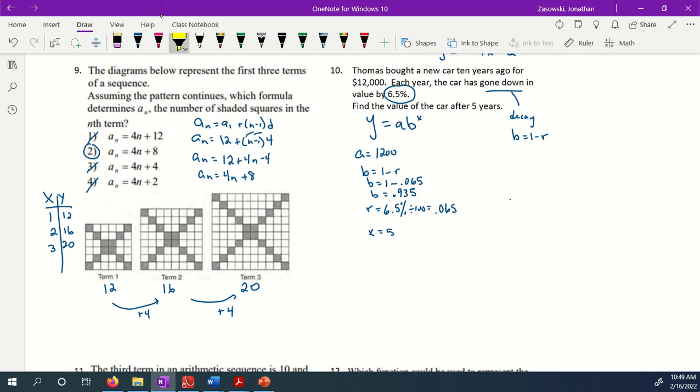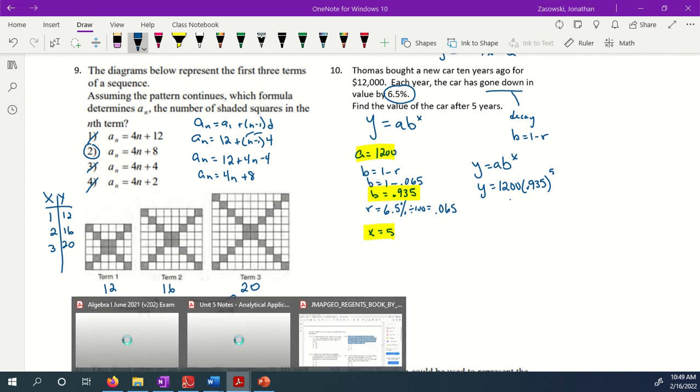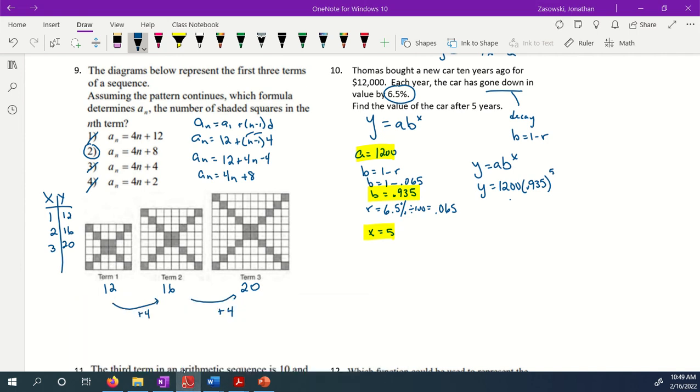Okay, so this is going to be what we're plugging in. So we're plugging in A, we're plugging in the B that we got, and we're using X. So just off to the side, y equals ab to the x. y equals 12,000 times 0.935 to the 5. I want to see the formula so I know what you're plugging in here, and then we can go ahead and we can evaluate that. All right. So just getting the calculator up real quick.